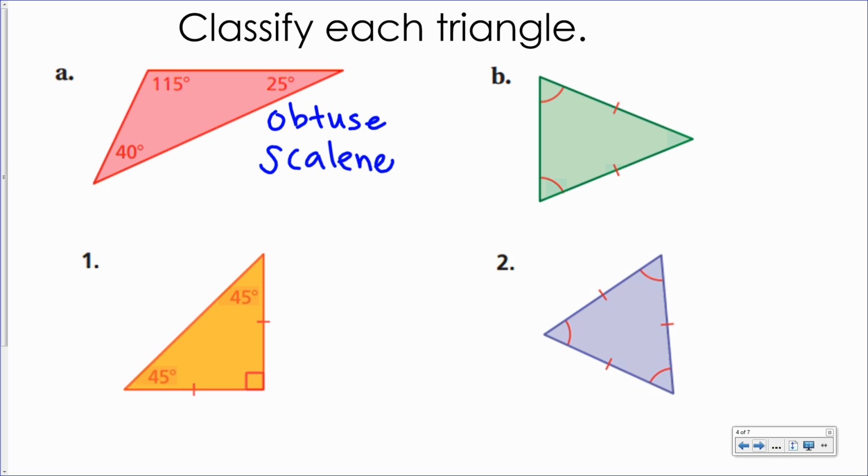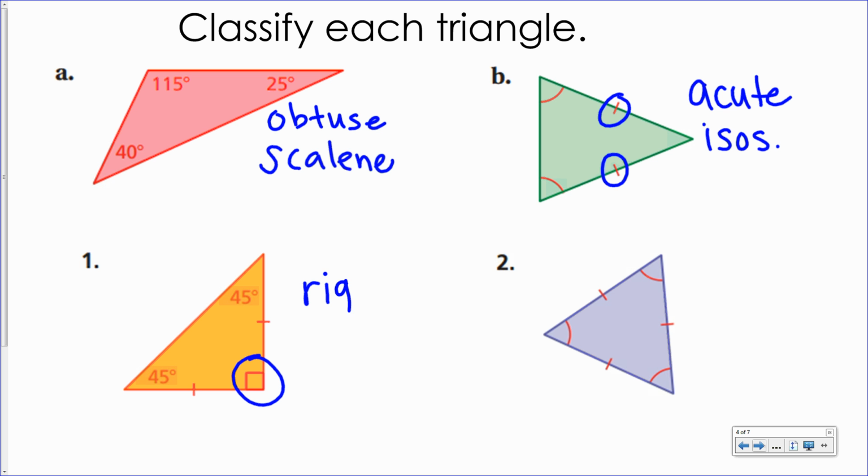Okay, letter B, you should have noticed that all of the angles are acute, so this is an acute triangle. And you should have noticed that 2 of the sides are marked the same, so this would be isosceles. So an isosceles, acute triangle. Number 1 at the bottom, there is one angle that's 90 degrees, and anytime you have a 90-degree angle, you have a right triangle. And you have 2 sides that are marked as equal, so this one would also be isosceles.